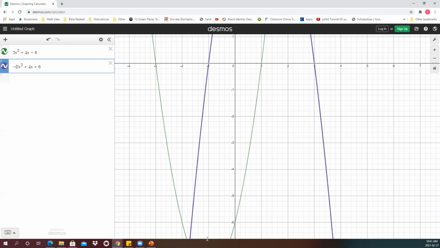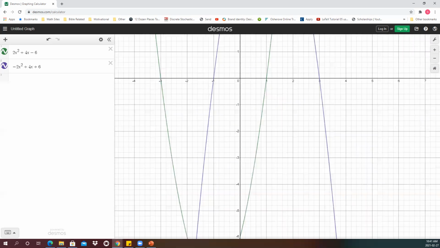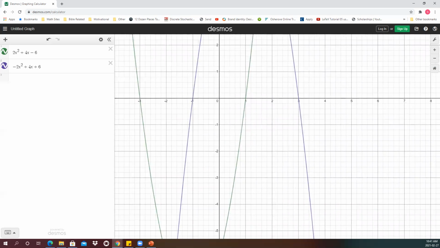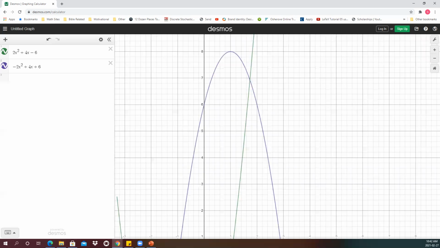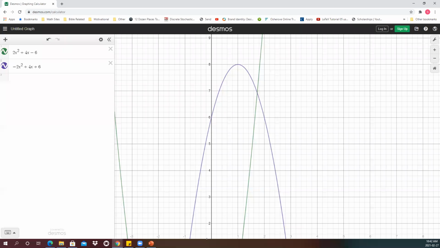Going on to number 4, which is our purple graph. First of all, we can check what this graph is going to be. It has a maximum point. So we can find the maximum point, which is there in the black dot. And the maximum value is +8.